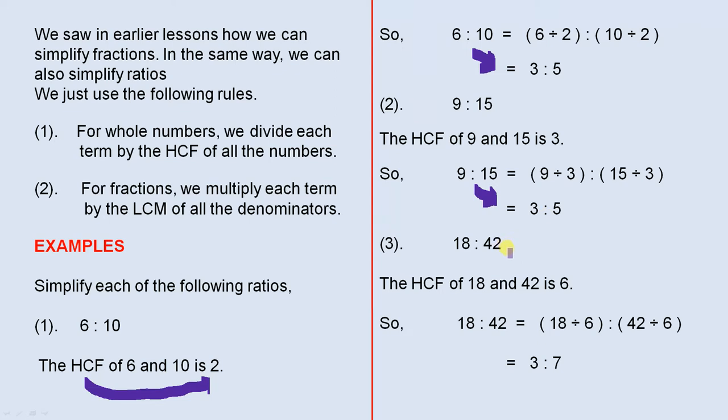18 is to 42. The HCF of 18 and 42 is 6. That's the highest number that will divide into 18 and 42. So 18 is to 42 will be 18 divided by 6 is to 42 divided by 6. 18 divided by 6 is 3. 42 divided by 6 is 7. So 18 is to 42 is simplified down to 3 is to 7.